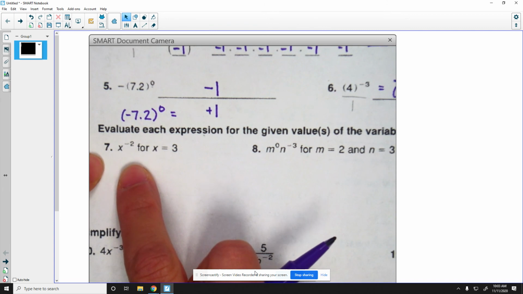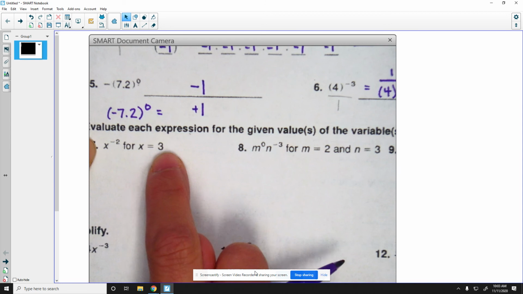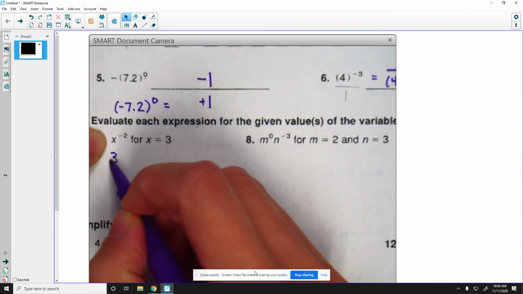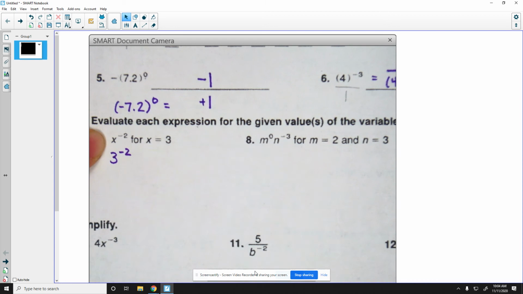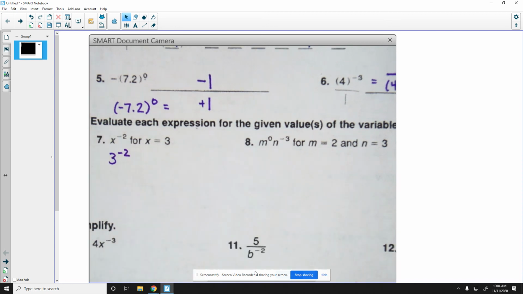Okay, now let's do number 7. Evaluate each expression for the given values of the variable. So x, they're telling me to plug in as 3. So they're really telling me to say, okay, what is 3 to the -2? That's just what they're asking me, right? I'm just plugging in this number for x. Okay, so try this. This is very similar to numbers 1, 2, and 3 again.